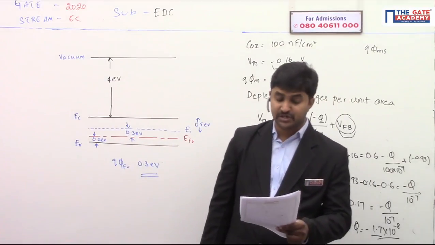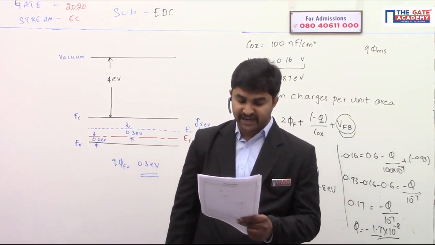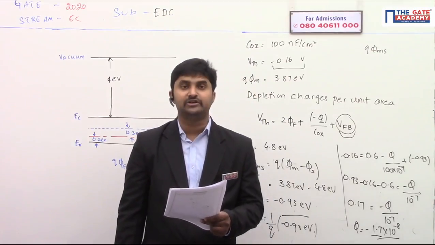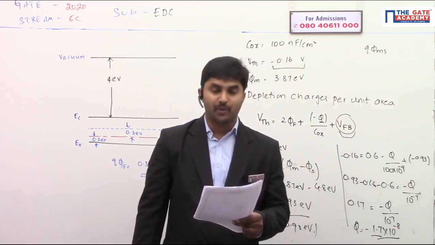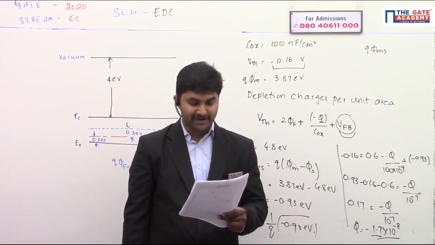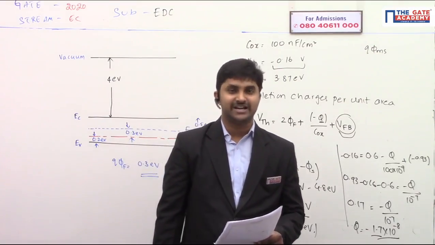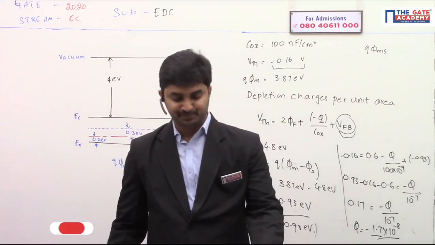I'll repeat the options once again. 0.52 into 10 power minus 8. Option B is 0.93 into 10 power minus 8. Option C is 1.7 into 10 power minus 8. And option D is 1.41 into 10 power minus 8. Option C is the correct answer for this question.